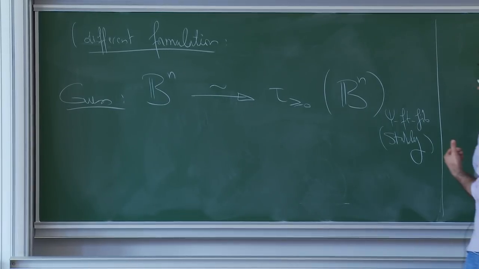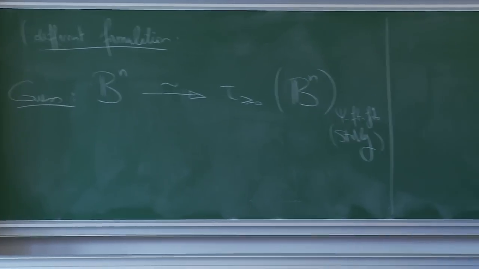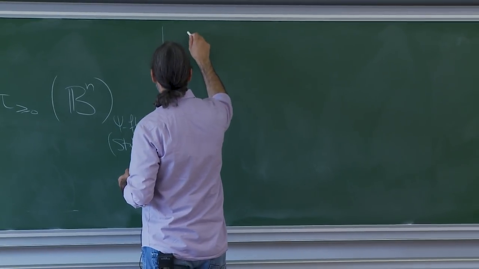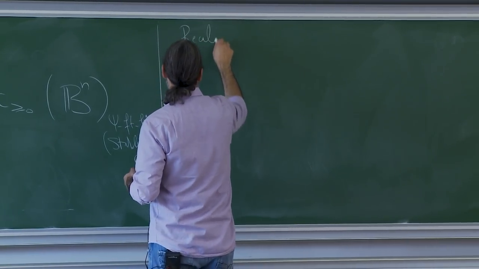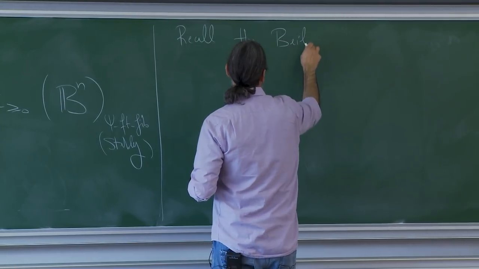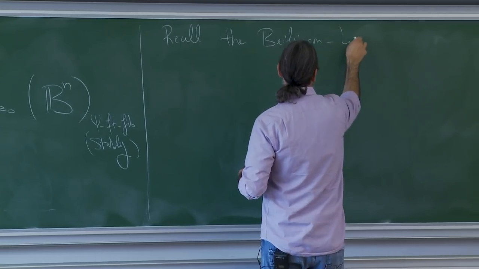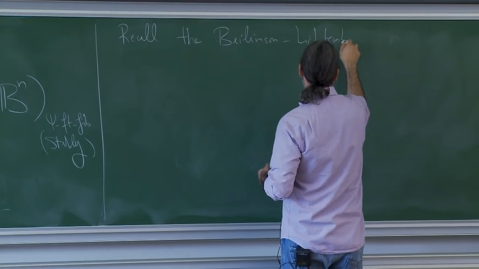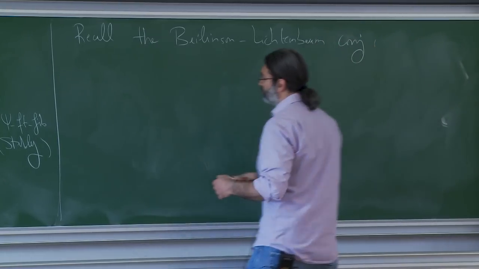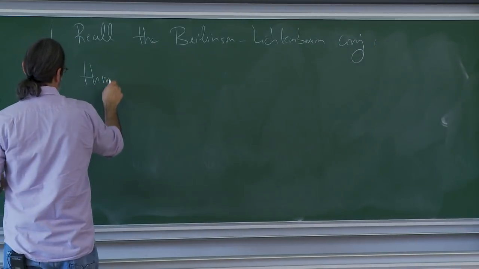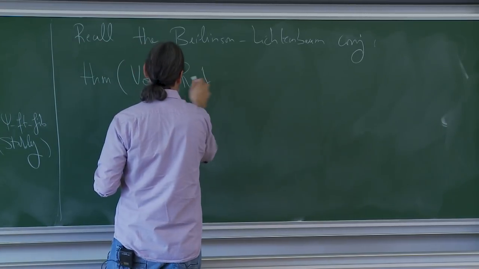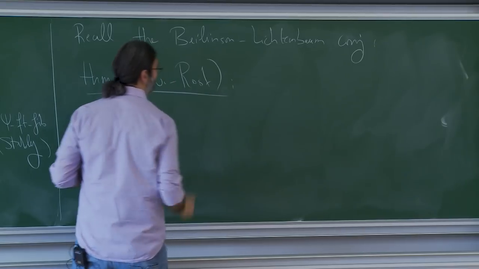So maybe you don't know what the Bernstein-Lichtermann conjecture is. Let me remind you what it is. In fact, now it's a theorem due to Voevodsky and Rost. So recall the theorem, as said, of Voevodsky and Rost. It says the following.